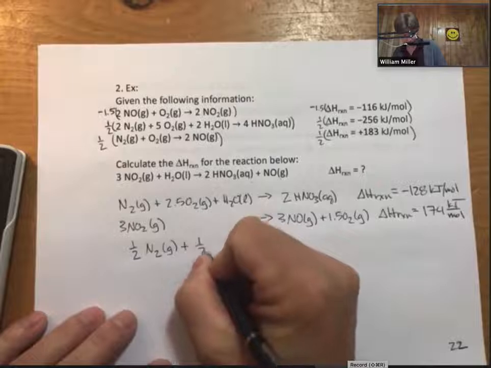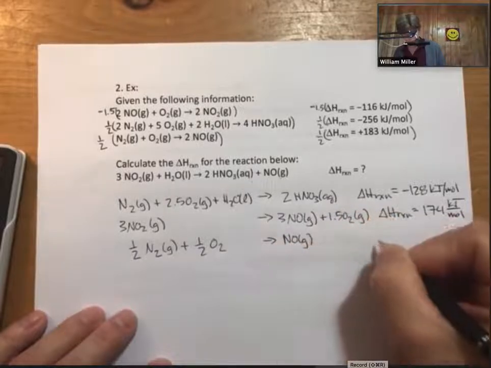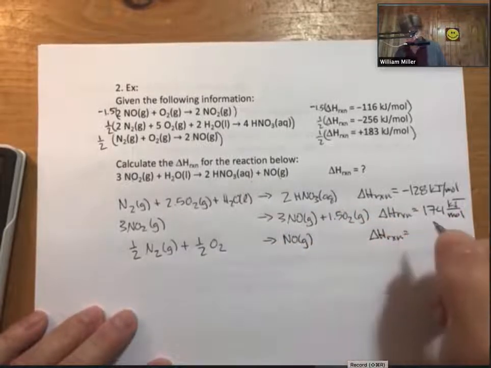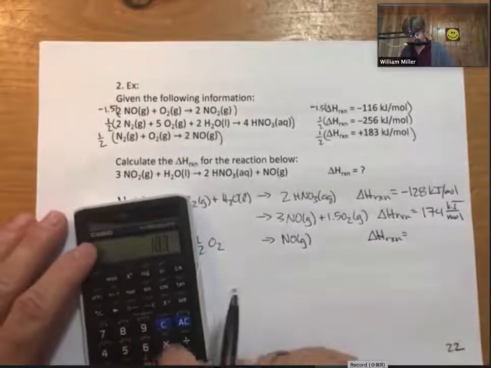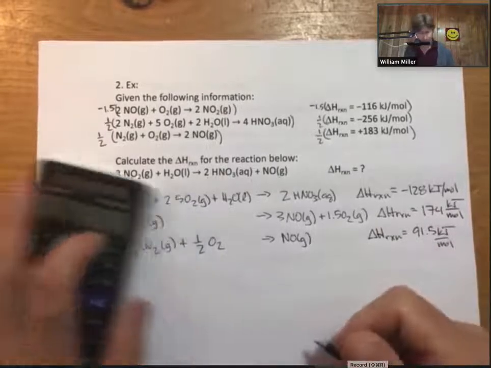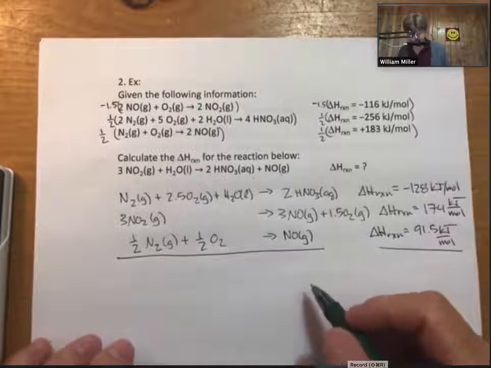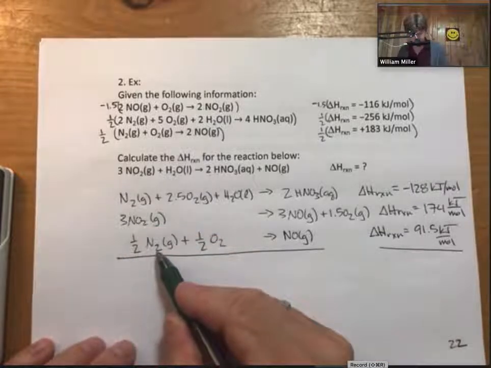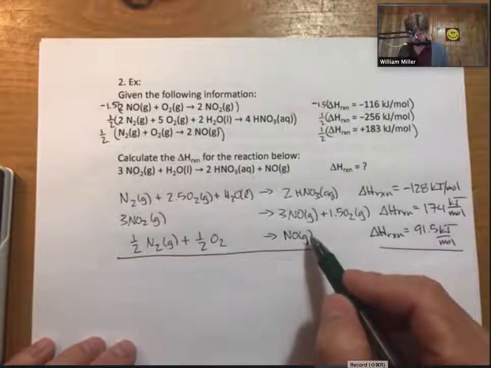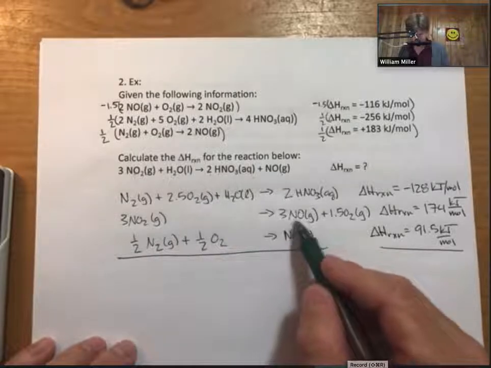Oh, I hope this works. All right, so half O2 goes to NO. Half of 183 is 91.5. All right, let's add them up, see what we got here. I'm going to move over to green. I've got an N2 and an N2 and I've got no N2s on the other side.